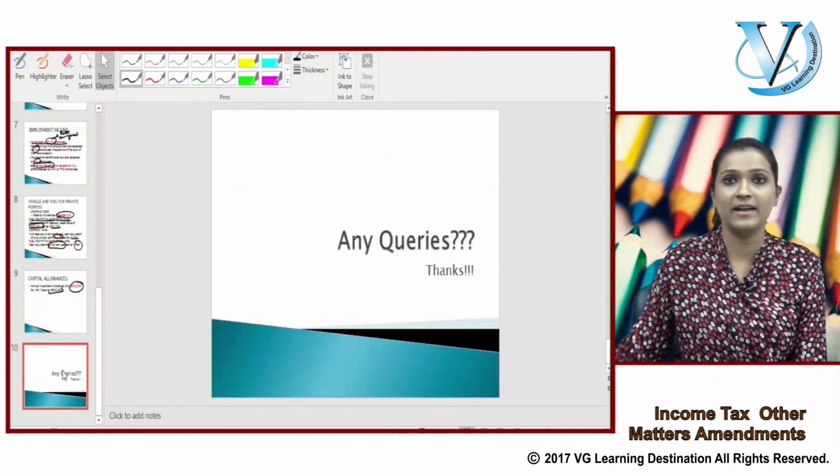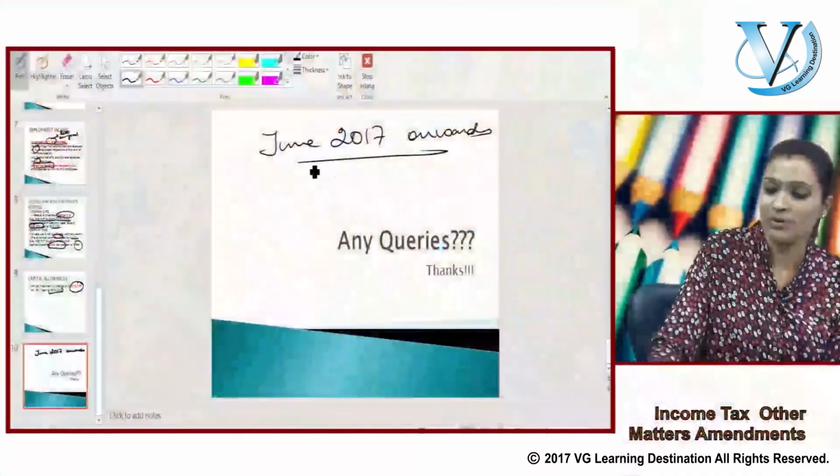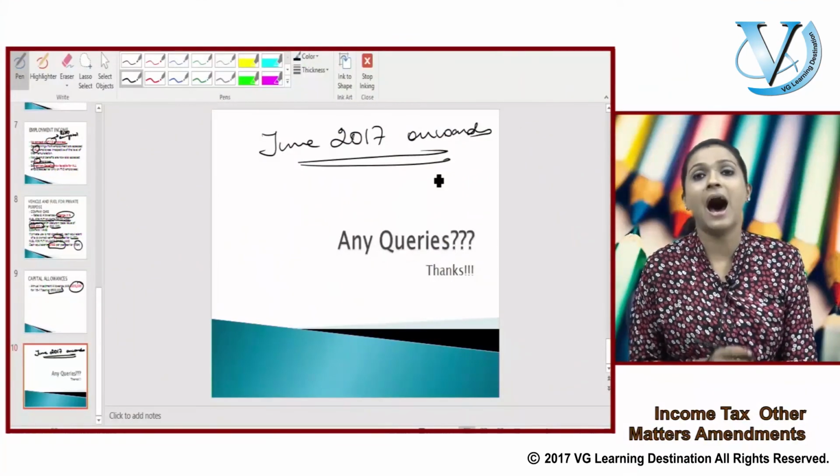That brings us to an end of today's session. The important amendments to income tax I have told you. Remember, these are applicable to you if you are going to sit for your exam on taxation from June 2017 onwards. So please make sure that these amendments are incorporated by you. Most of these amendments will be provided to you in your rates and allowances sheet which is provided to you in your exams.